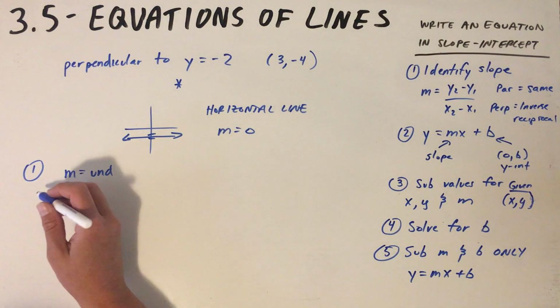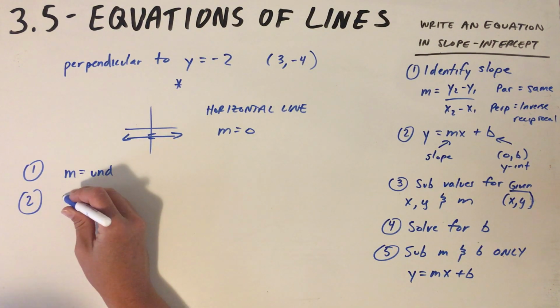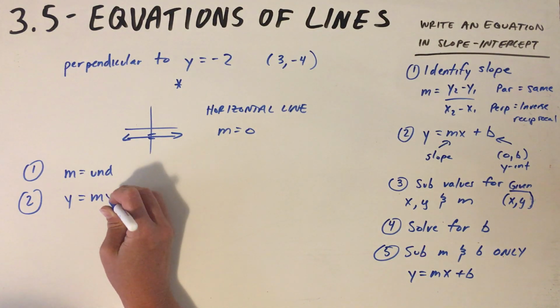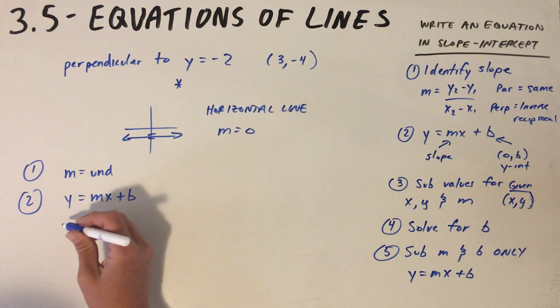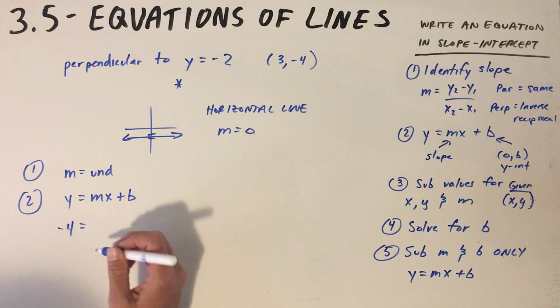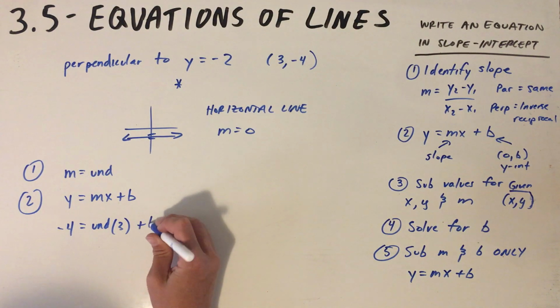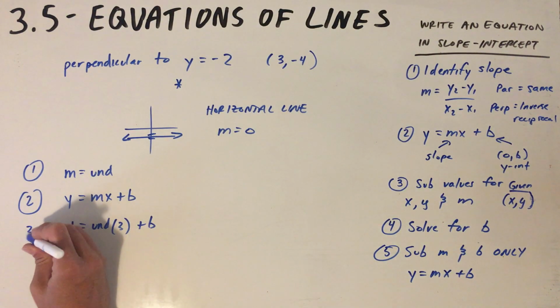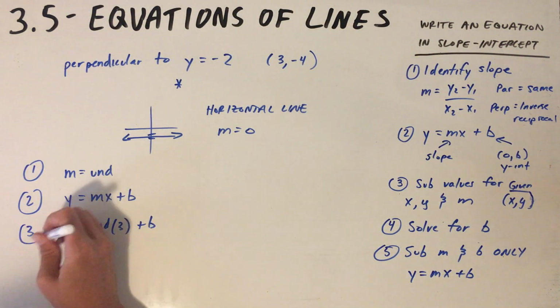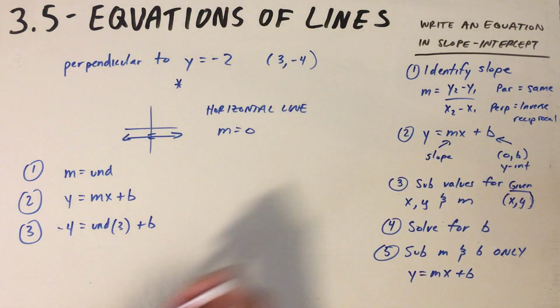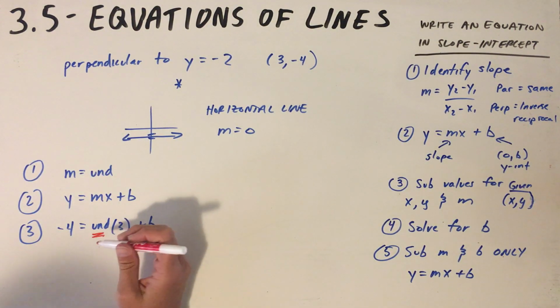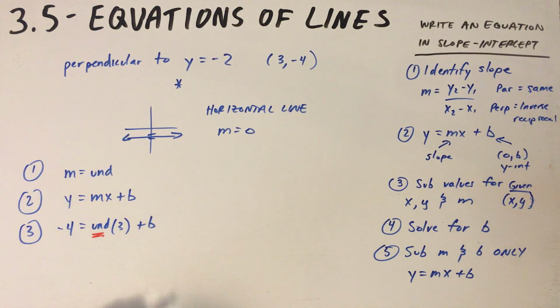Okay, so step 2 is I'm using y equals mx plus b. My y value is -4, my m value is undefined, and my x value is 3. You can see here that we have a problem. Houston, we have a problem. I can't use these steps to do this because I can't multiply something by undefined. Like, what the heck does that even mean? Okay, so I need to use my knowledge of vertical and horizontal lines.